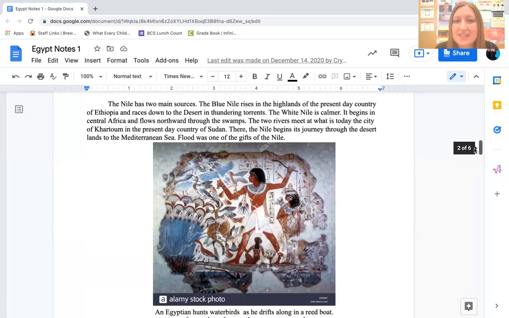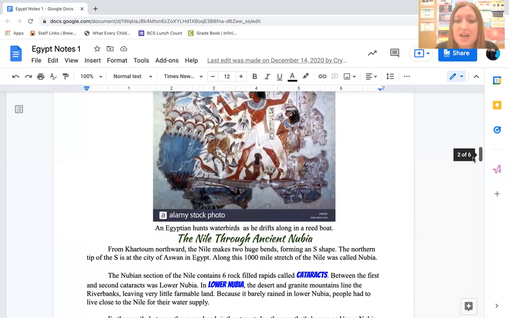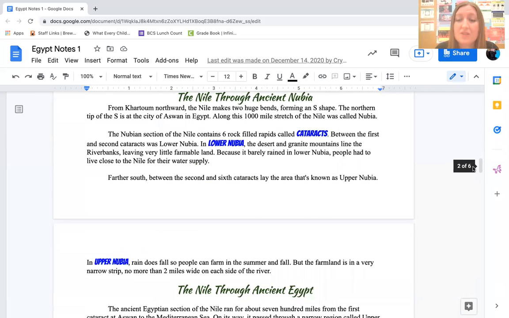And Nubia is just that kingdom to the south of Egypt. And we will be focusing on, I think in our 5th lesson, Nubia and their culture. And their culture and history is very much intertwined with Egypt's.